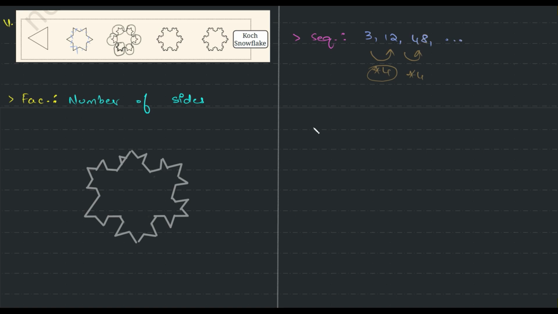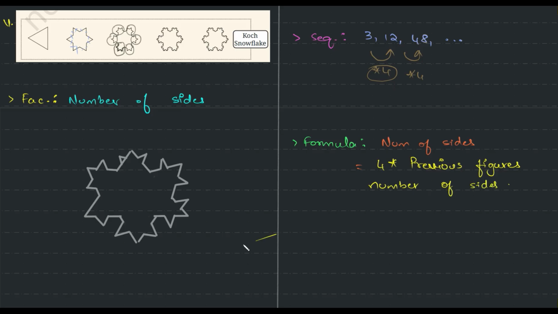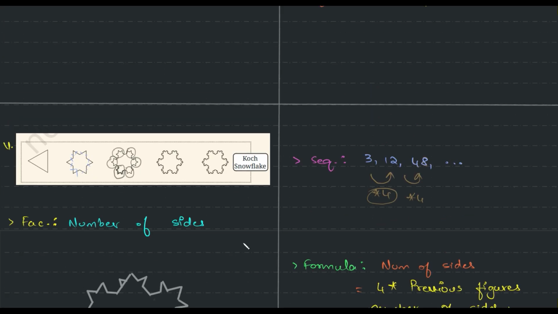So in general, what can we tell? Just take the previous number, multiply that by 4, and you get the next number. That can be your formula if you guys want to write a formula. So number of sides will be equal to 4 times the previous figure's number of sides. As simple as that. Okay.